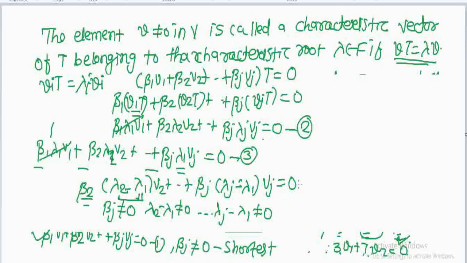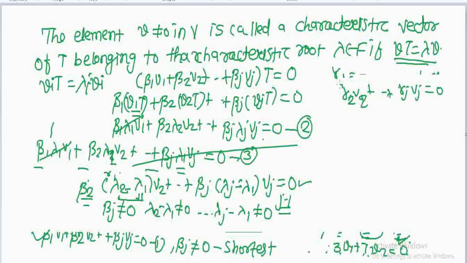Here you can see that this is an expression where we have j minus 1 vectors, and these are scalars multiplying the vectors. Suppose we call each scalar gamma, then we have gamma 2 into v2 plus ... plus gamma j into vj equal to 0. But here we do not have v1, so we have produced a shorter relation than equation number 1. So this is a wrong assumption.